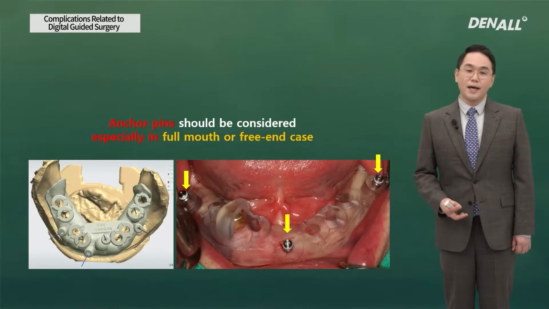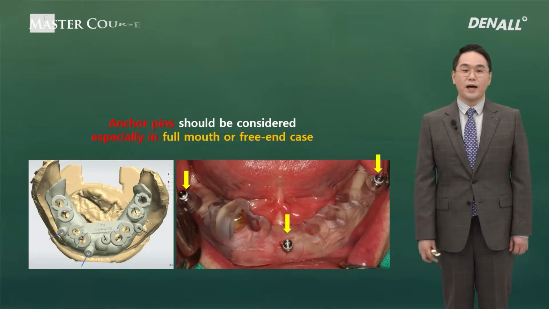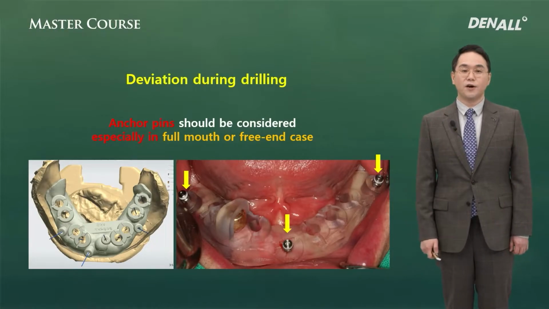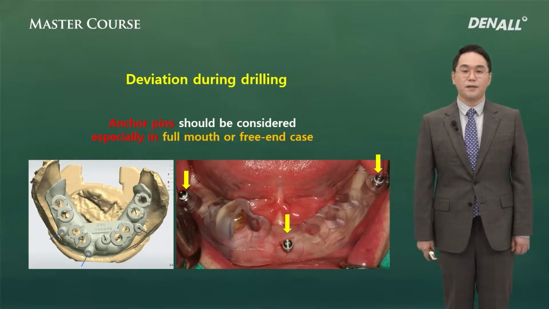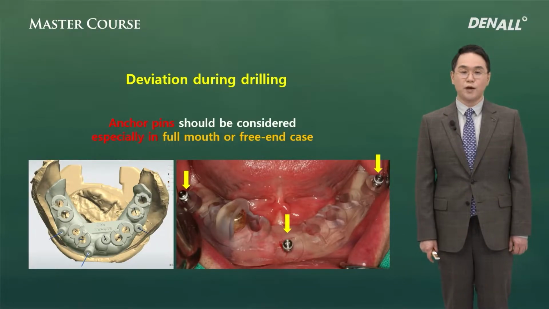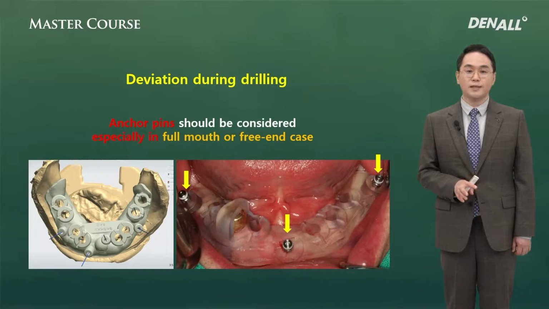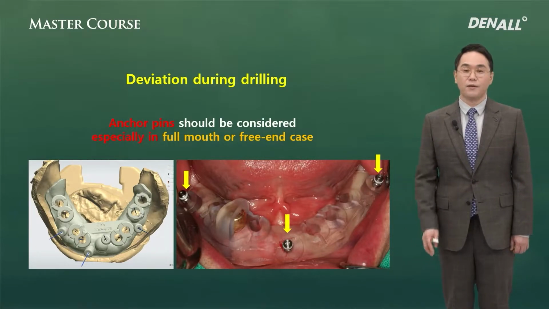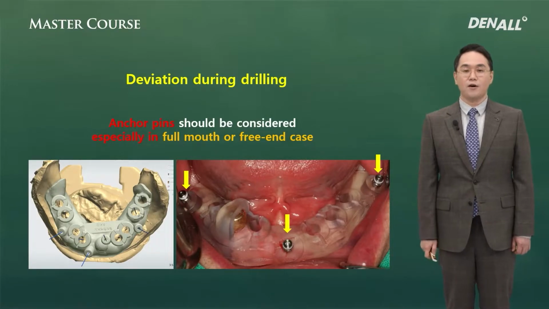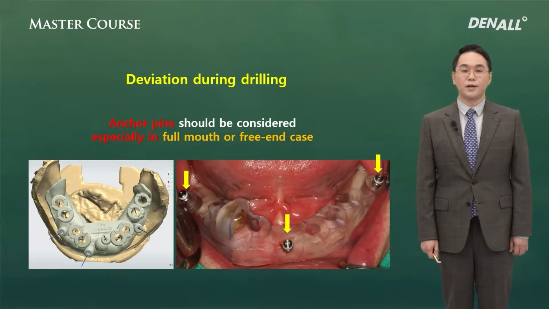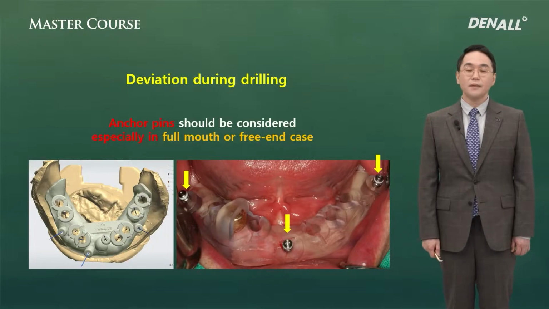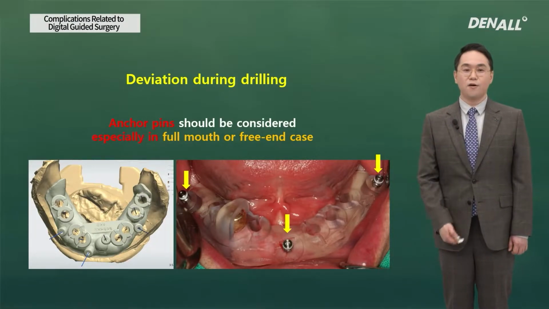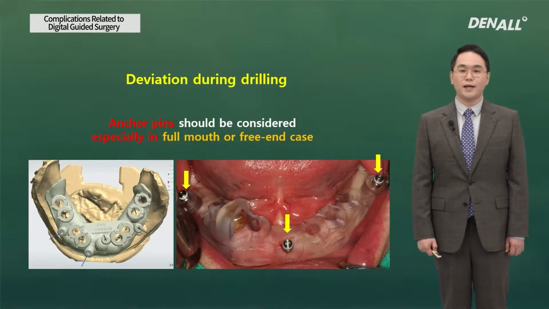If there's very few remaining teeth, or if it is a free end case as shown below, you need to use 3 anchor pins to fixate the template. On the other hand, if there's 1 tooth on the one side, on the front side, and there's no tooth on the distal side, you can use 1 or 2 anchor pins to fixate the template. You need to utilize anchor pins appropriately in order to minimize complications.